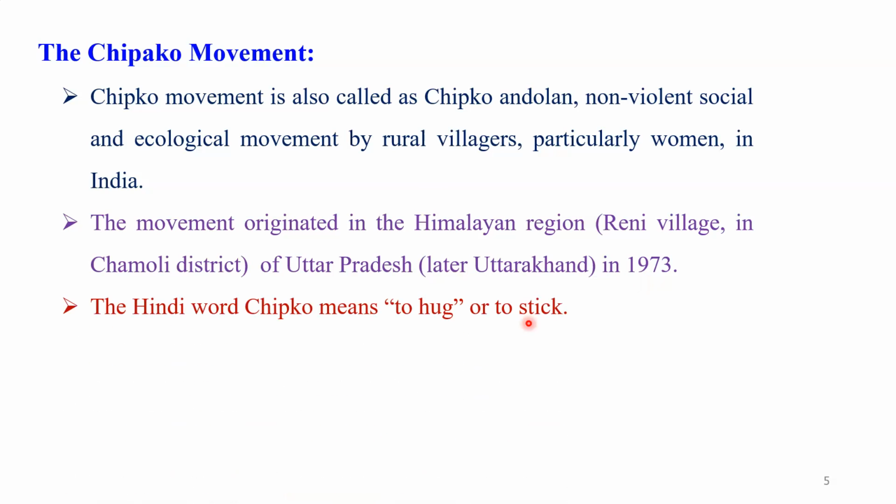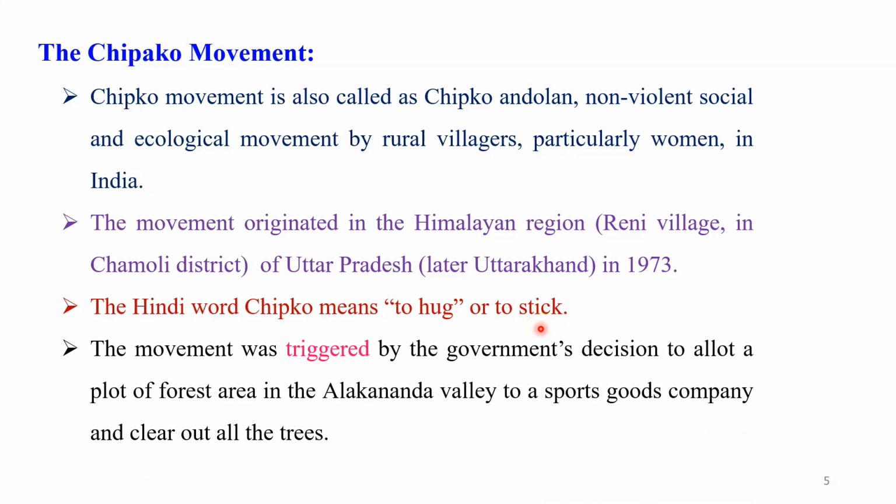Chipko in Hindi means to hug or to stick. The movement was triggered by the government decision to allot a plot of forest area in the Alaknanda Valley to a sports goods company and to clear out all the trees located in that particular plot. So this was the main reason or cause behind the start of the Chipko movement in that area.